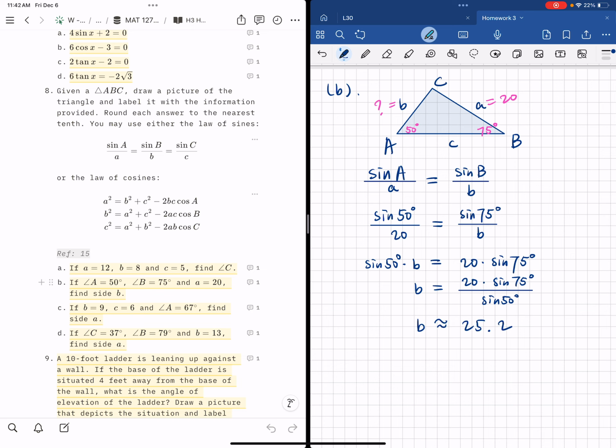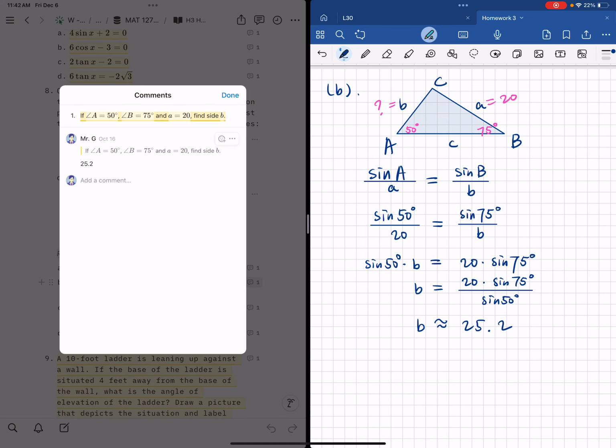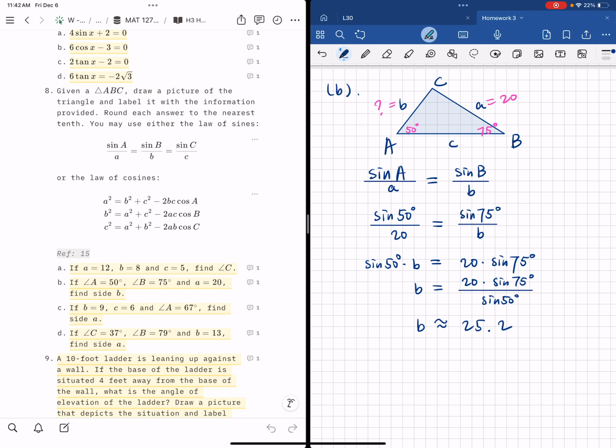25.2. This is the side length, so it had nothing to do with radians or degrees, but you do want to make sure that your calculator is set to degrees because our angles are in degrees. And let's check, see if that's the correct answer. Yeah, 25.2.